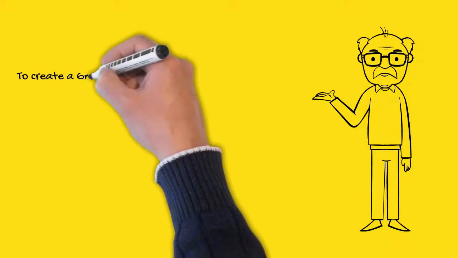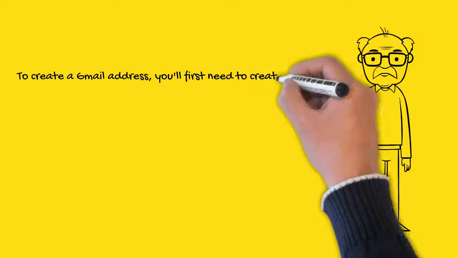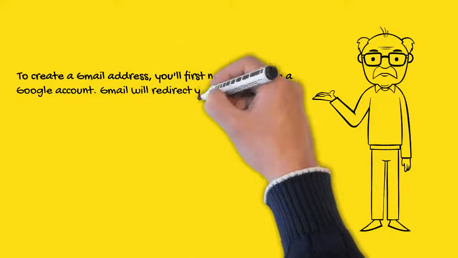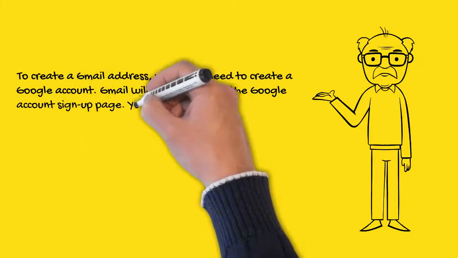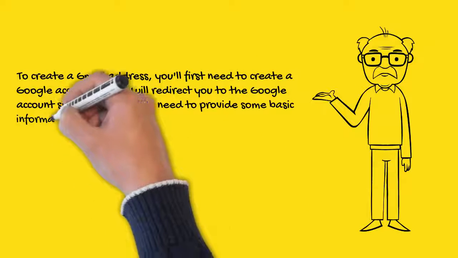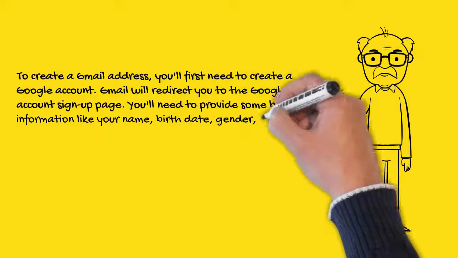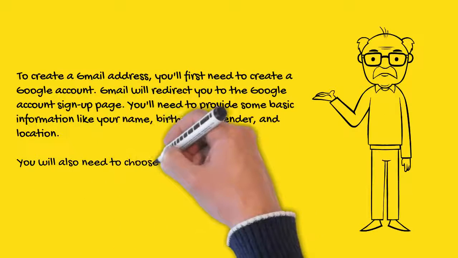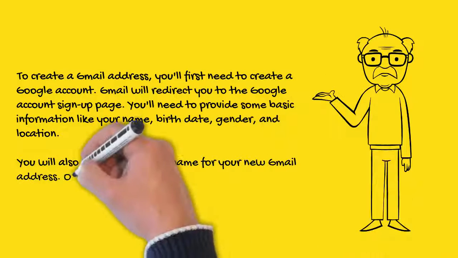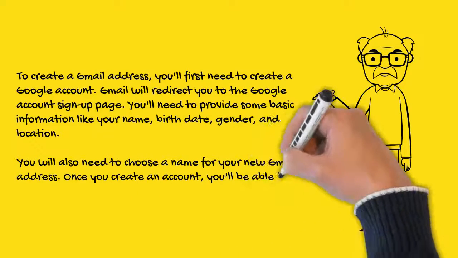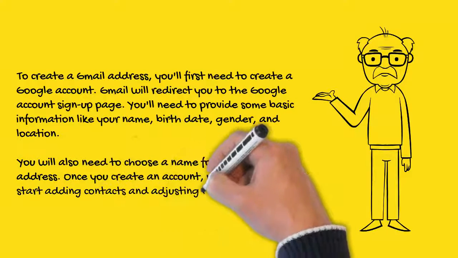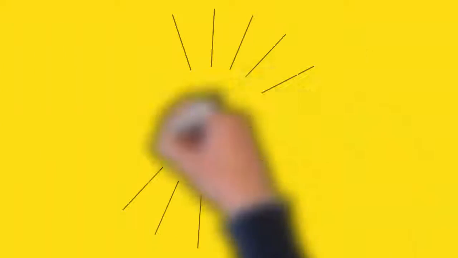To create a Gmail address, you'll first need to create a Google account. Gmail will redirect you to the Google account sign-up page. You'll need to provide some basic information like your name, birth date, gender and location. You will also need to choose a name for your new Gmail address. Once you create an account, you'll be able to start adding contacts and adjusting your mail settings.